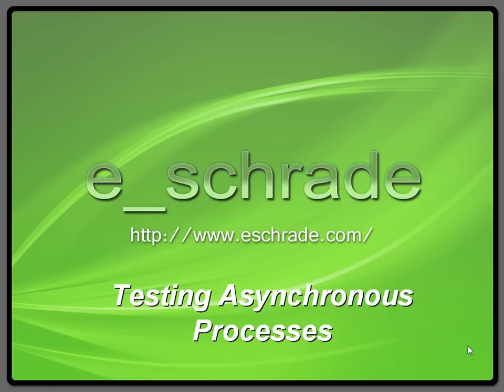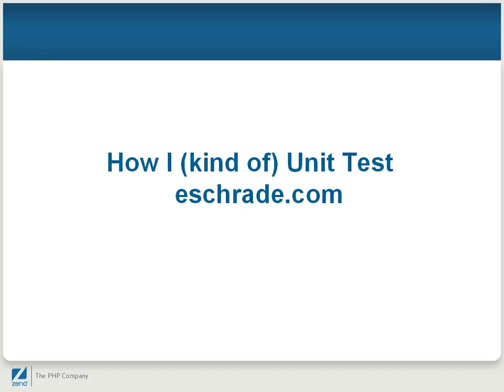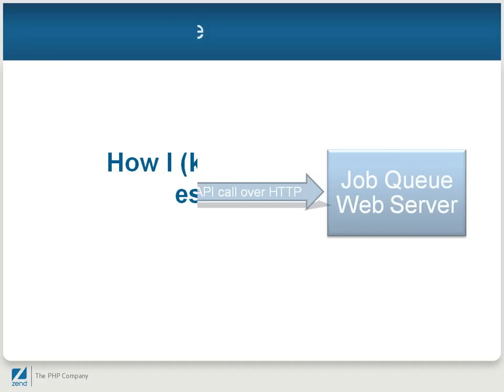Today we're going to be taking a look at testing asynchronous processes in PHP using the Zend Server Job Queue, which is a feature inside of Zend Server 5, which you can download for free at zend.com. So this is kind of how I do unit testing on easterate.com.